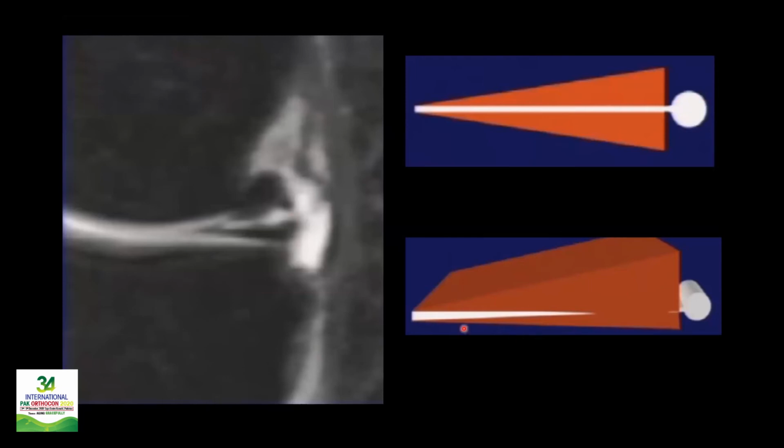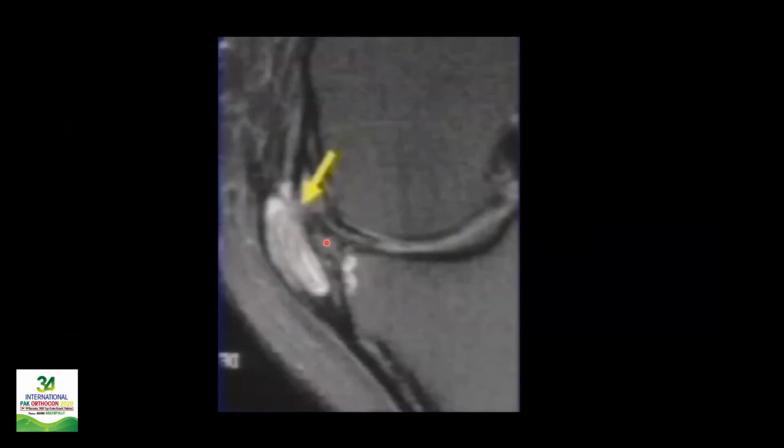There are certain cases where the tear is not reaching the free edge, but still the fluid produced within the meniscus due to some reactive changes can accumulate and extend all the way to the periphery to form a cyst. So you can appreciate on this MRI images that there is a split and there is a cyst, a meniscal cyst, associated with it.